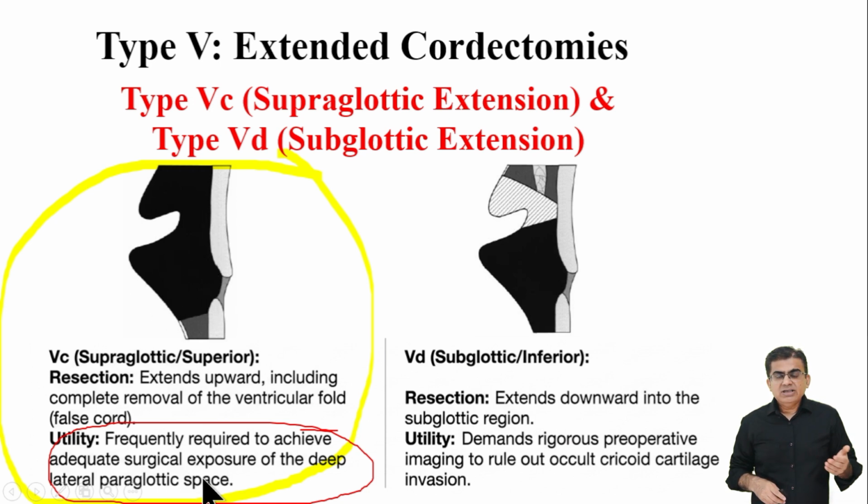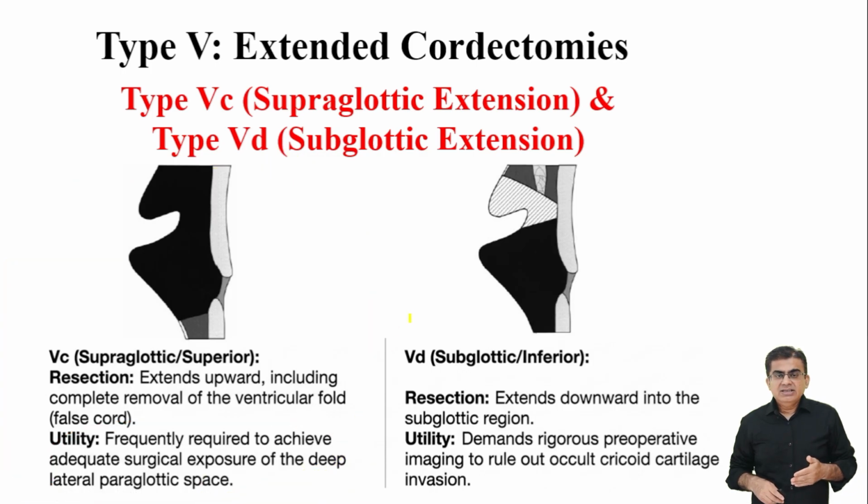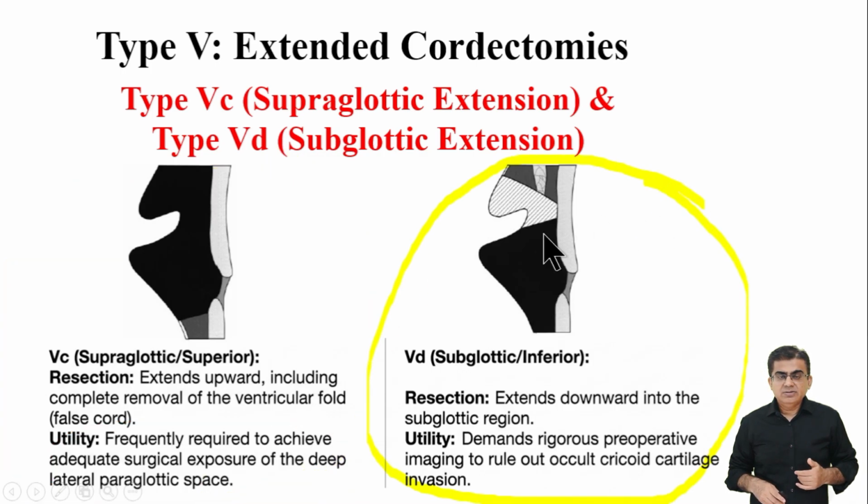Now look at the diagram on the right side of your screen. This is the type 5D or subglottic extension. You must use this specific type of cordectomy when the cancer has spread downward. It extends below the true vocal cords into the subglottic region. See here. I must give you a very strict clinical warning about this specific extension.